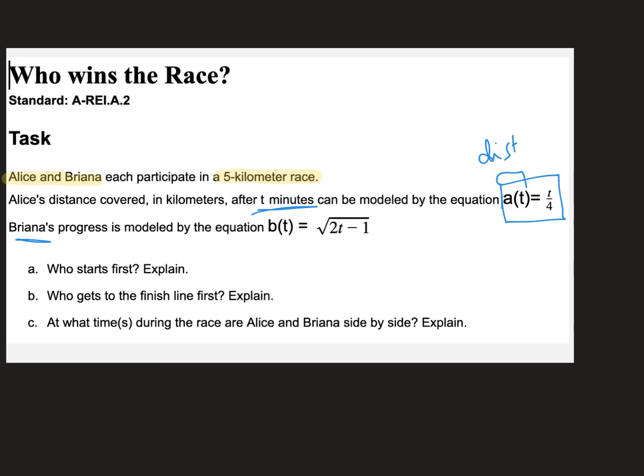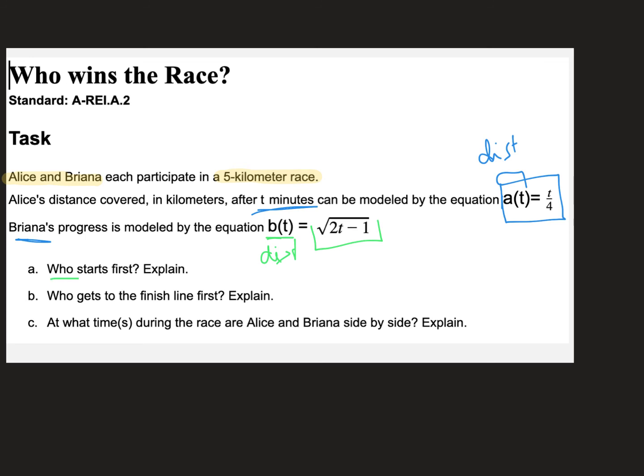Bianca's progress can be modeled by B of T. And again, this is her distance. And this is what gives us our answer: 2 times the time minus 1, and then all of that square root. So you're going to answer these 3 questions.